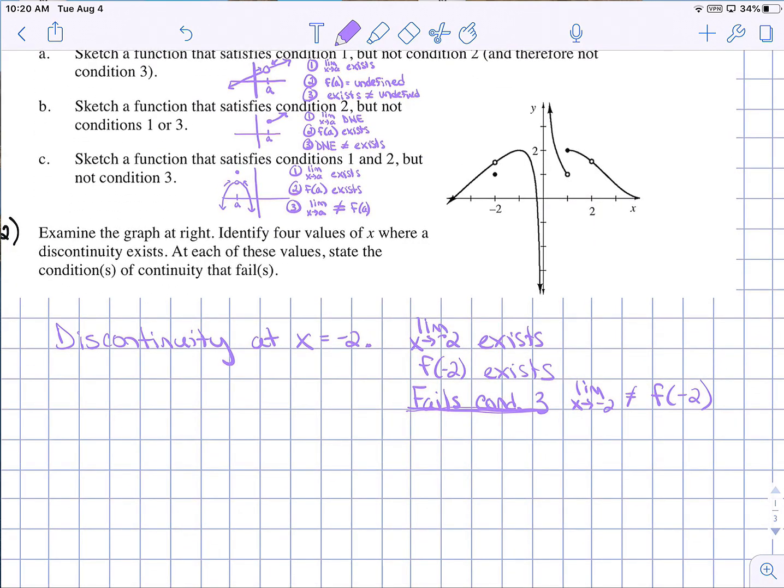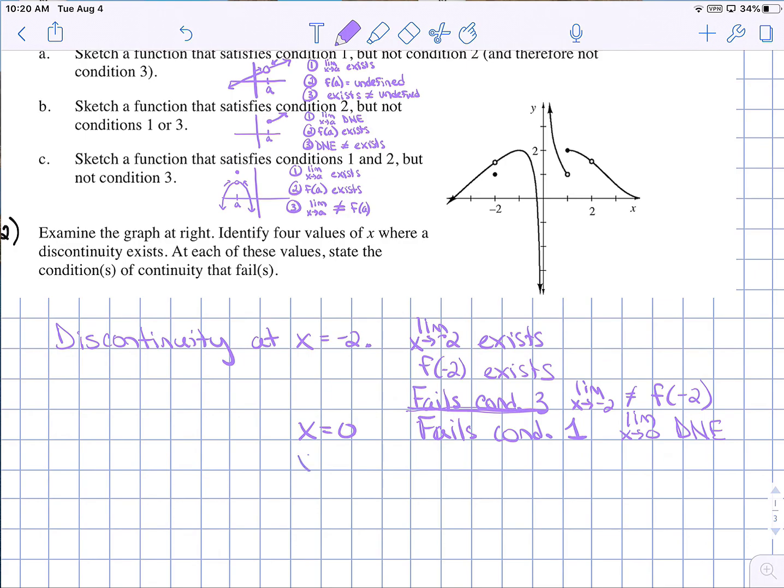I'm going to go in order from left to right. So we said discontinuity at x equals -2. The next one I see is at x equals 0. And this one fails condition 1, since the limit does not exist. From the right, the function is approaching positive infinity. From the left, the function is approaching negative infinity. Those two values are not equal. Okay, let's move on to the next one.